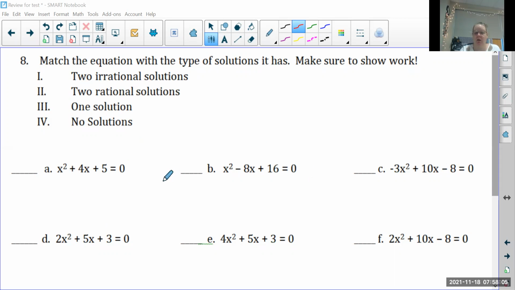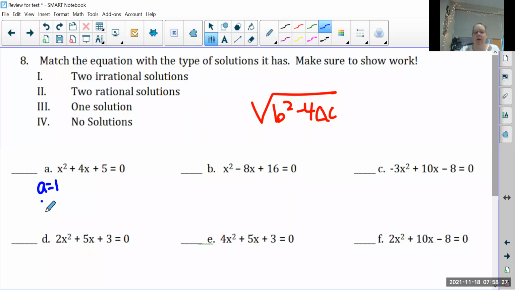You're just going to use the square root part of the quadratic formula, which is just b squared minus 4ac. You're just going to use that to determine what types of solutions we're going to get. So we did this one in class, so hopefully, if you're watching this, you just want to remind yourself, or maybe you're absent. So our A value is 1, our B value is 4, and our C value is 5.